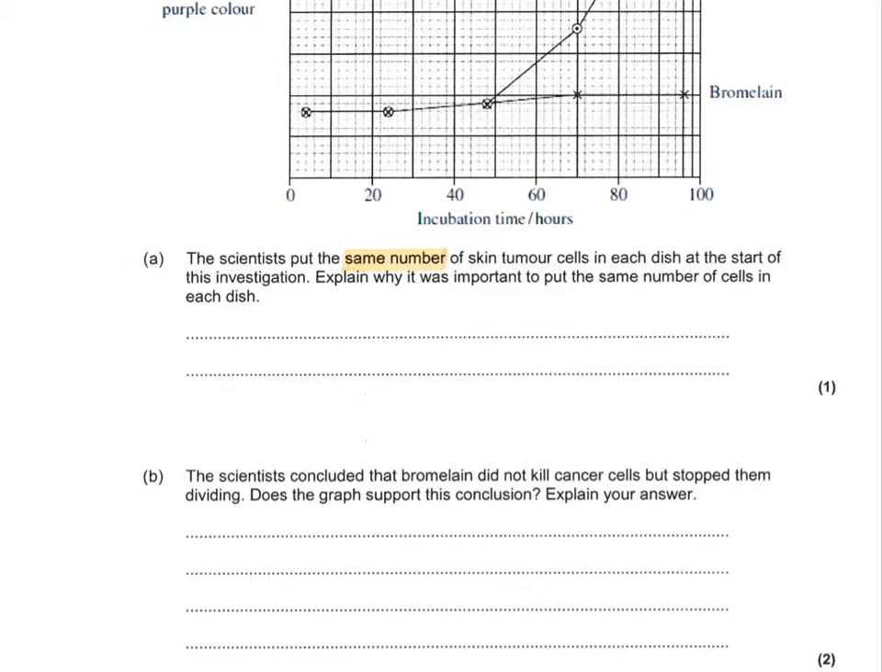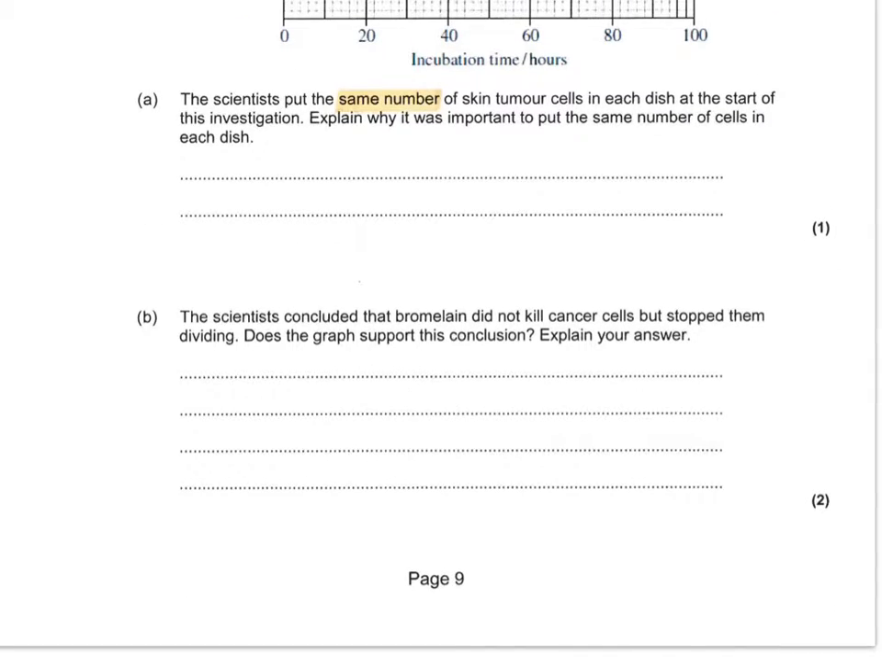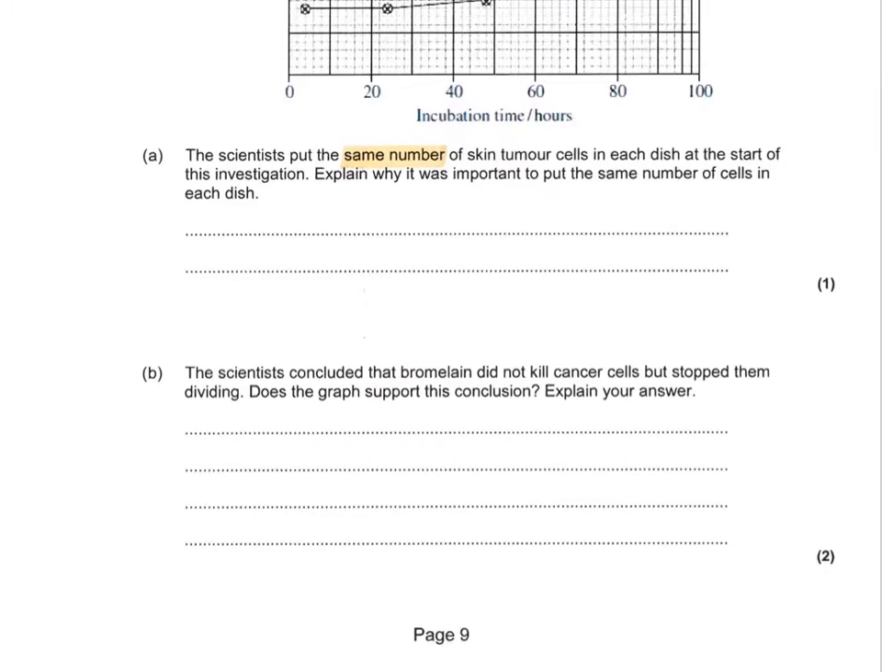But the second mark is always the most significant. Why is it kept the same? Why is it like comparison? So the intensity of purple could be the same at the start. With this one here, again, not using the graph to answer the question, lost a lot of marks. So why does it support the conclusion that it did not kill cancer and stop them dividing?